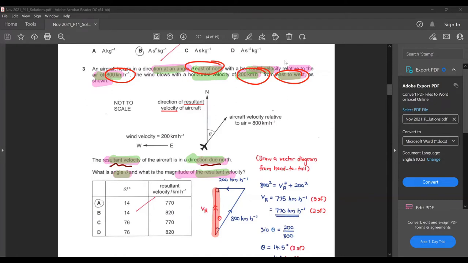So we know that we have one vector. This one, say, is the velocity of our aircraft. This one is at the angle of theta. And then we have wind velocity blowing from east to west. This one is east, this one is west, this one is north, this one is south, right? So east to west would mean that your wind is blowing like this. This is the velocity of your wind, and this one is 200 kilometers per hour.